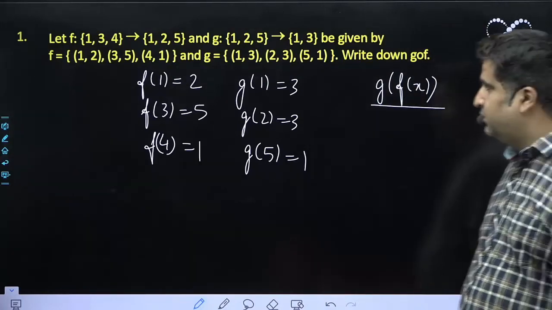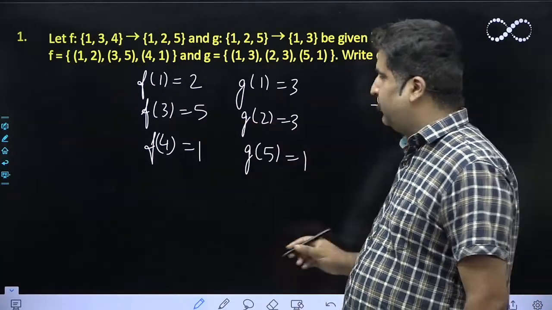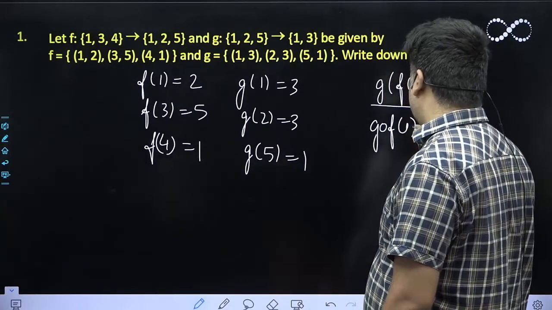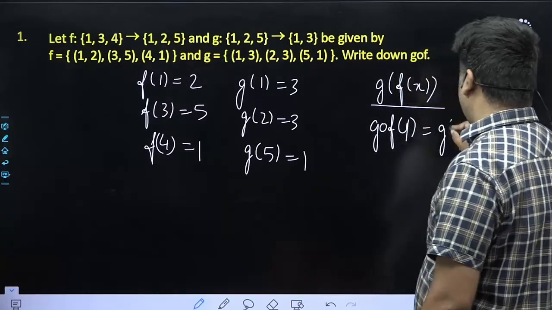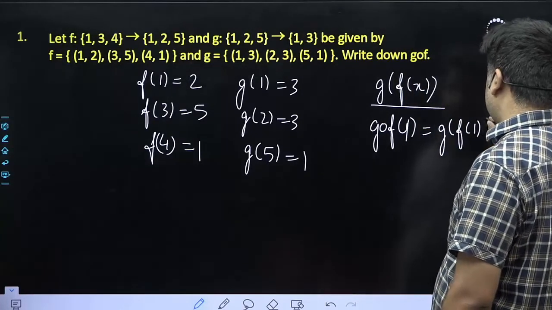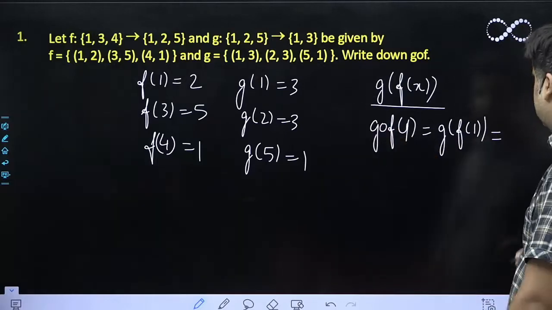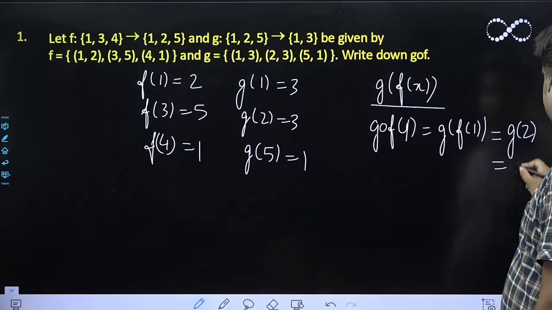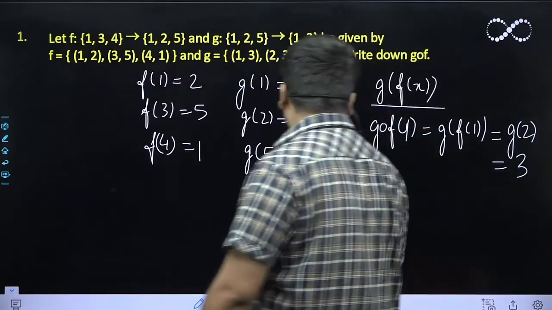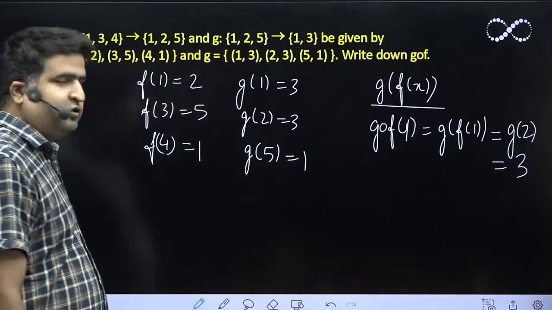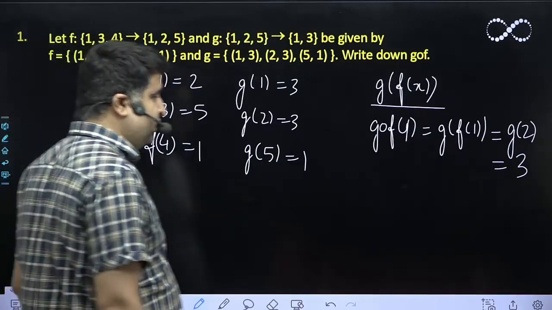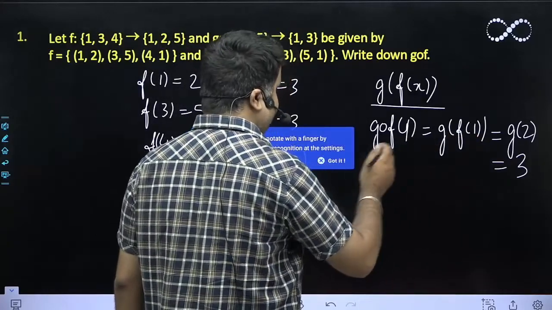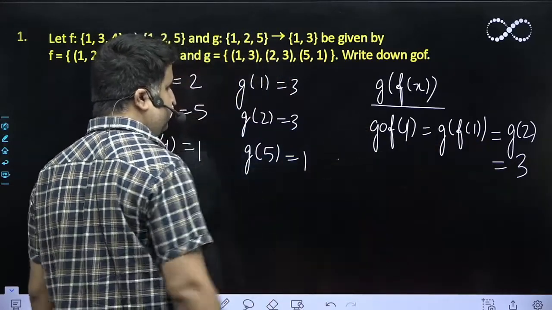So first we'll start with x equal to 1. So we get g(f(1)). Now what is the value of f(1)? This is equal to 2. So this is equal to g(2), which is equal to 3. So very smoothly you have to solve these questions. First you have to see the value of f(1), then put that value, then we have to see g(2).